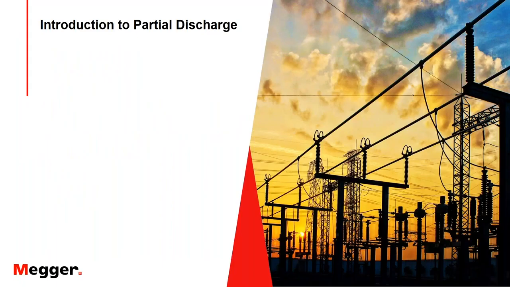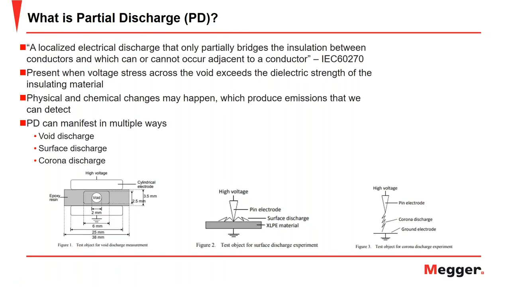So moving from the insulation overview into an introduction to partial discharge. So what is partial discharge? According to the IEC 60270 standard, partial discharge is a localized electrical discharge that only partially bridges the insulation between conductors and which can or cannot occur adjacent to a conductor. And it goes on to say that partial discharges are in general a consequence of local electrical stress concentrations in the insulation or on the surface of the insulation.